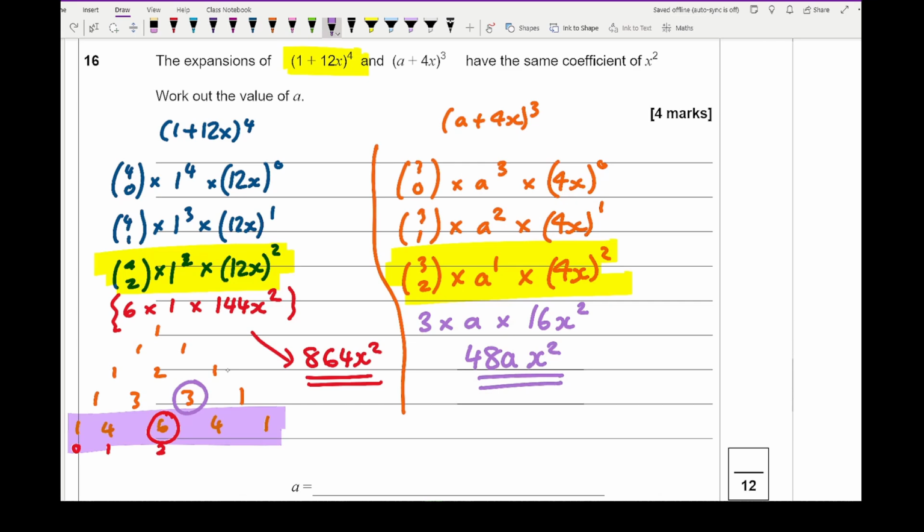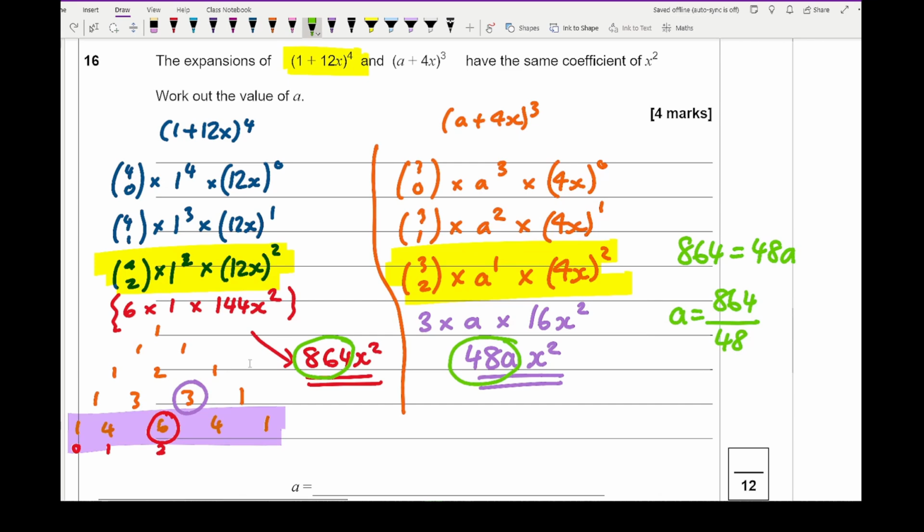Now it says in the question that the coefficient of x squared is the same, so that means that 864 is equal to 48a. So a equals 864 divided by 48.